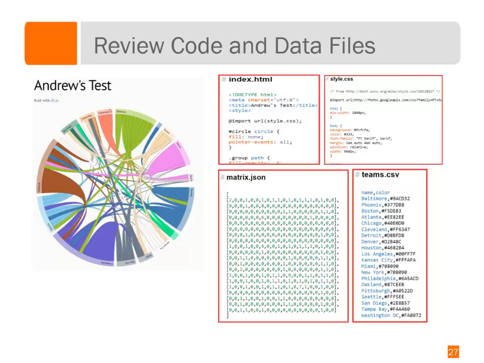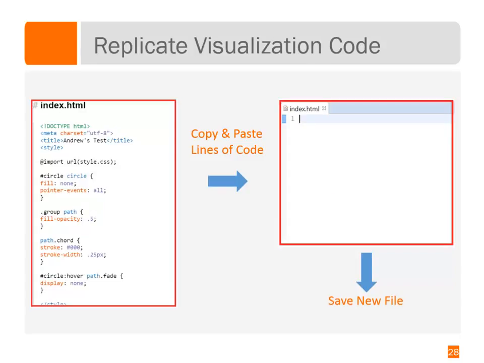So once you've thoroughly reviewed it and decided, hey, I think this is something that looks good, that I want, you can then set upon replicating the visualization code. And what you want to do the first time out is just try to run the code as it was posted, just to make sure it works right. So you'll bring in the HTML code. You can copy and paste lines of code or the whole thing into your text editor, and then save it as a new file, whatever you want to call it.